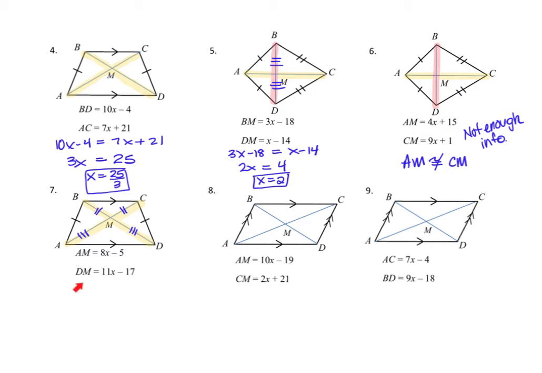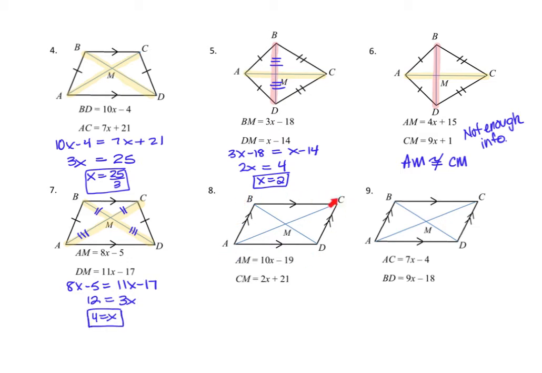So because AM and DM are congruent, I can set those two expressions equal to each other and solve for x. I would subtract the 8x from each side. That would leave me with a 3x over here. And then I would add the 17 over. So I have negative 5 plus a positive 17, and that's going to give me 12. When you divide by 3, you get an answer of 4 for x.